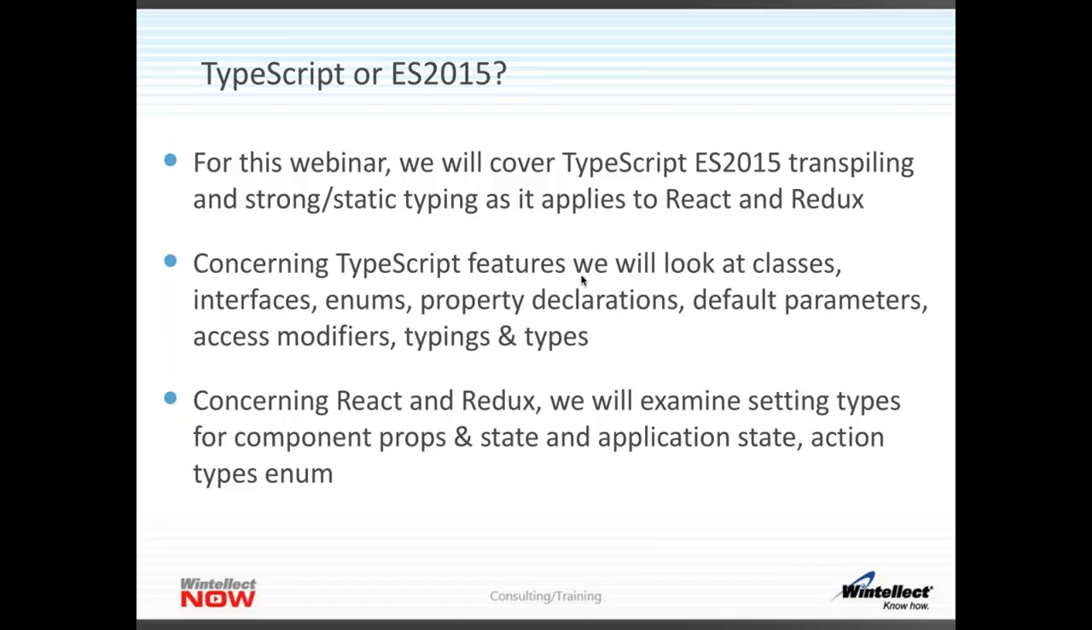Okay, so we're going to take a look at how TypeScript is going to transpile the ES2015 code, use the strong and static typing as it applies to React and Redux. Specifically here, the features we're going to look at are classes, interfaces, enums, property declarations, default parameters, access modifiers, typings, and types. And then on the React and Redux side, we're going to take a look at how those various things get used with the actual React and Redux libraries themselves.